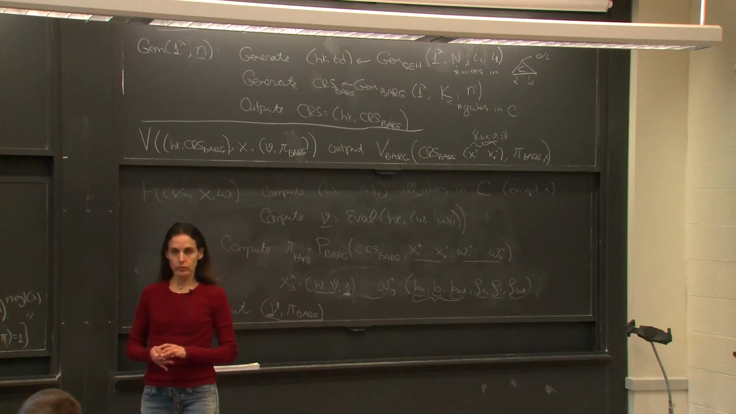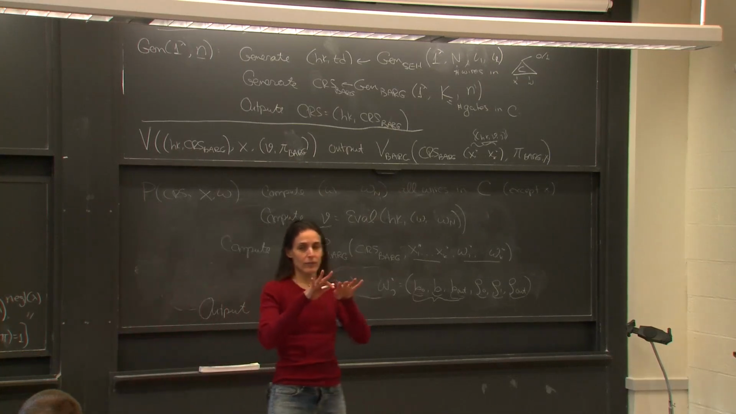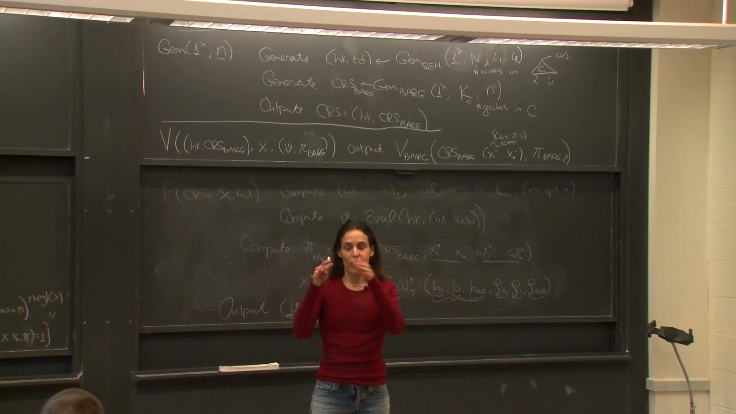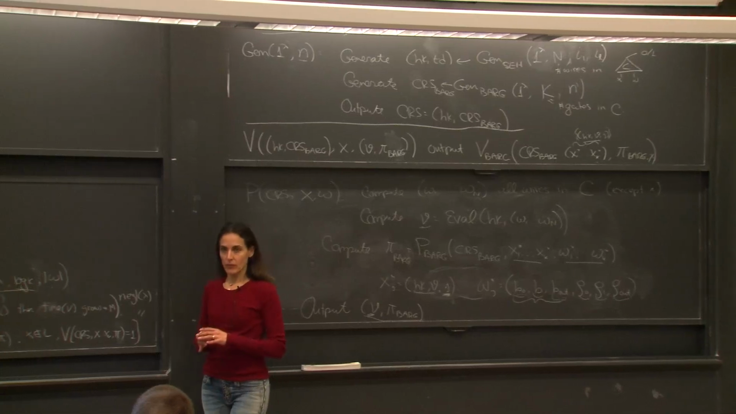So if you think of 3SAT, the circuit takes as input all the assignments and it checks that all the clauses are satisfied. That's an example of a circuit.